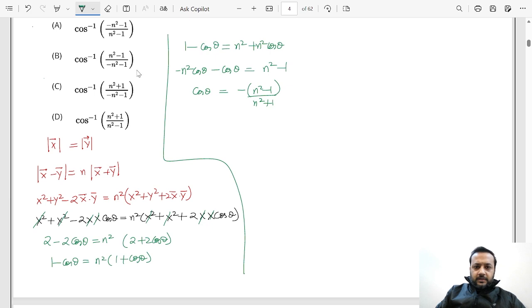So which option is matching? Option 1 is not matching. Option 2 is also matching, right? If I take minus common here, then option 2 matches. So this is right. If you bring minus here, it can be written as minus of n square minus 1 upon n square plus 1. This is what cos theta is. So option B will be the correct answer for this question. I hope you have understood.